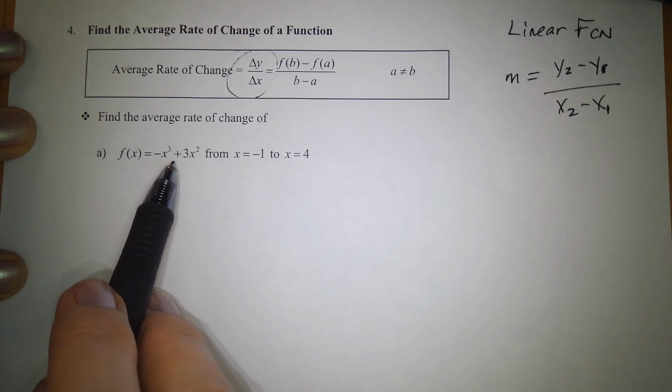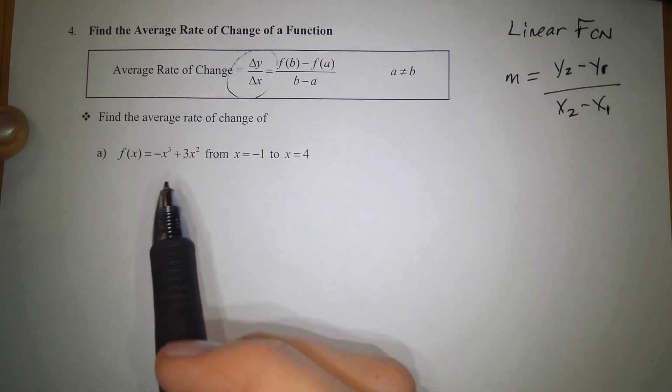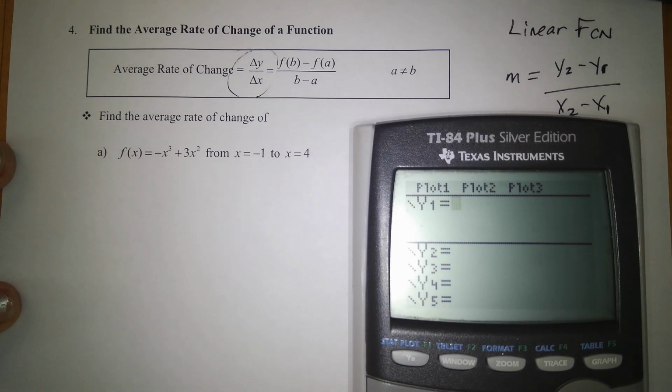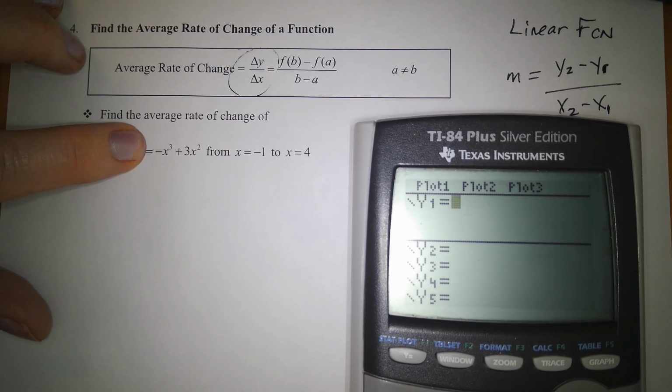However, some of these are not linear. Some of these graphs will look a little bit different. So for example, let me graph this first one just to give you an idea of what the graph actually looks like. Okay, so I got my calculator out and I'm going to graph what this picture would look like by putting in -x to the 3rd power plus 3x squared. And that is wrong. Sorry about that.